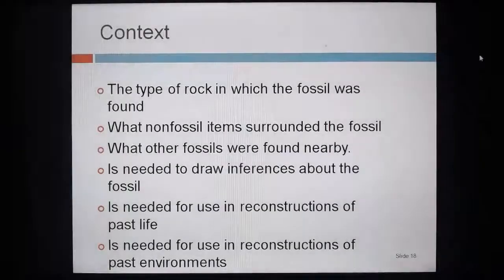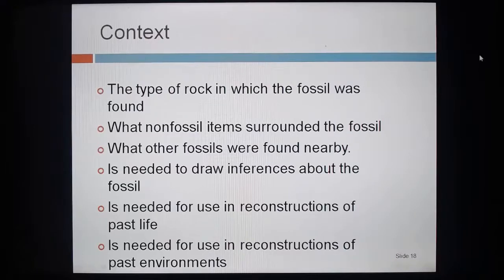The type of rock, context. Context is the type of rock in which the fossil was found. Also, what non-fossil items surround the fossil? What other fossils were found nearby? These are needed to draw inferences about the fossil itself.